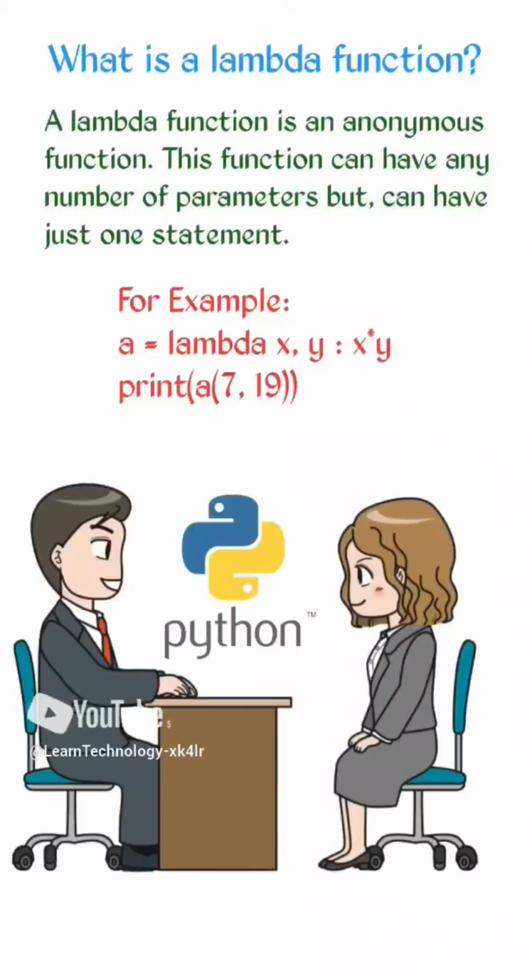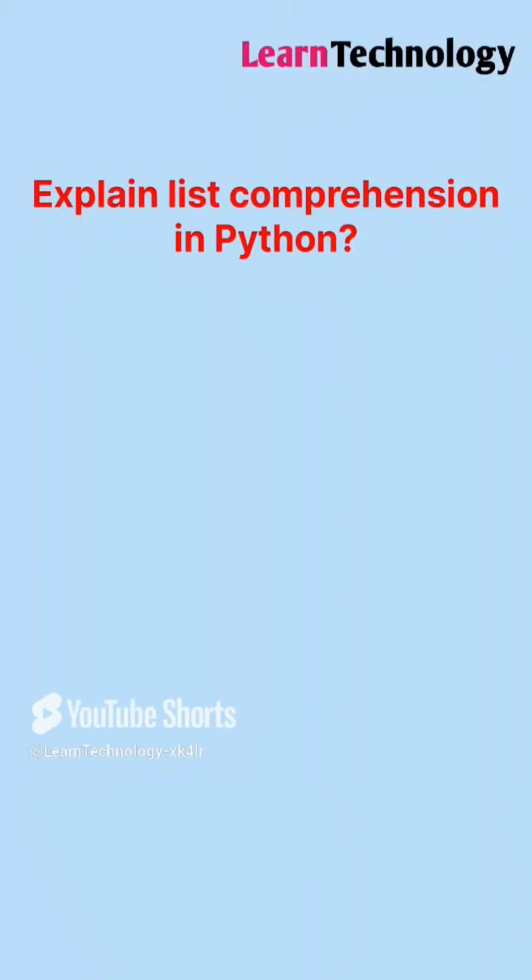What is a Lambda function? A Lambda function is an anonymous function. This function can have any number of parameters but can have just one statement. Example given below.